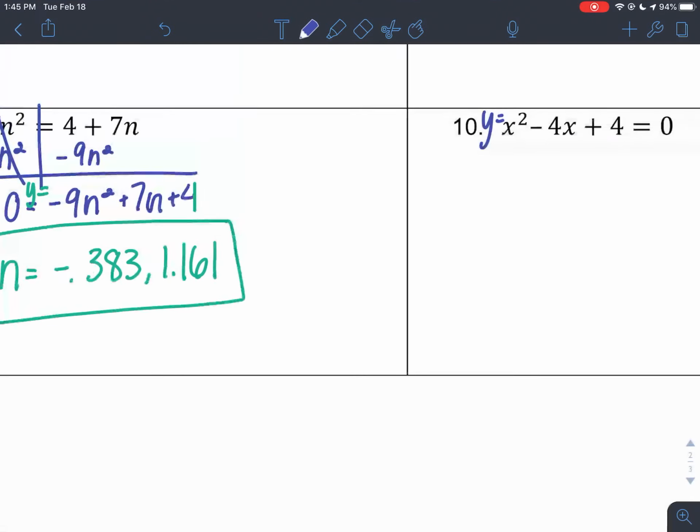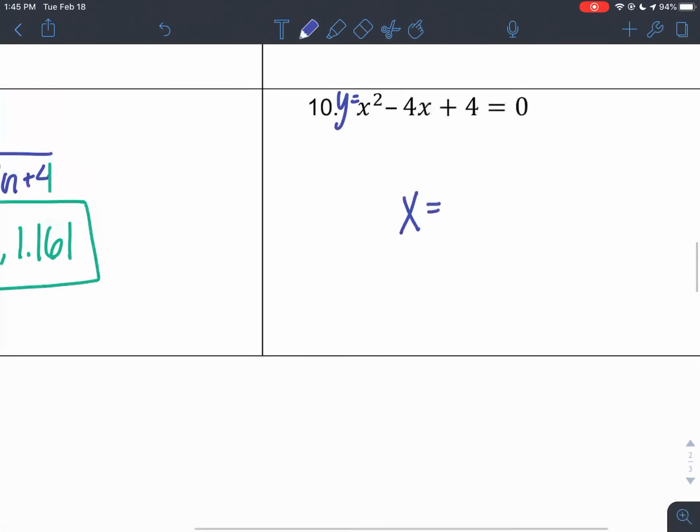So on this one, we only get one solution, and that is when x is equal to positive 2.